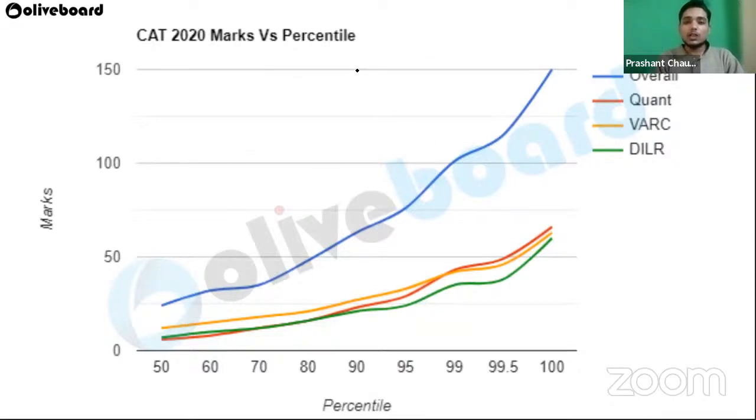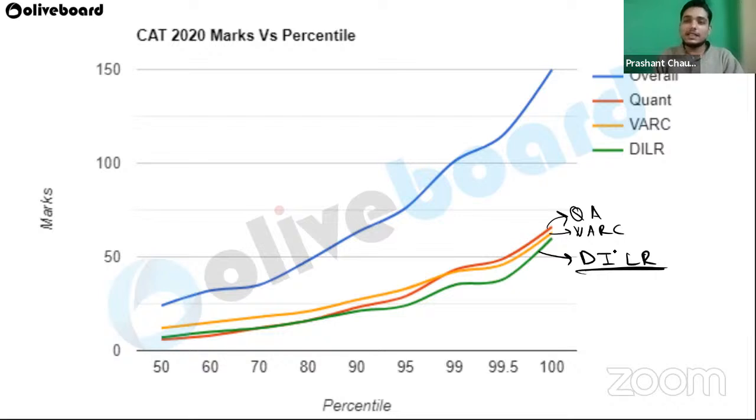Moving forward, now we will discuss CAT 2020 marks versus percentile, and there is great significance to this curve. I have just drawn the curves. I don't want you to get into numbers, but looking just at the graphs, the lowest graph is QA, this one is VARC, and this is your DILR. The lowest curve is DILR.